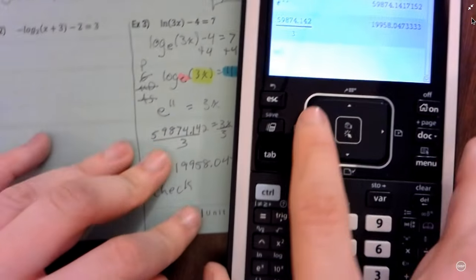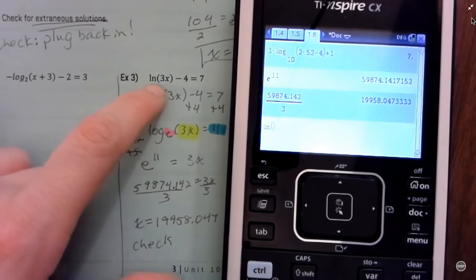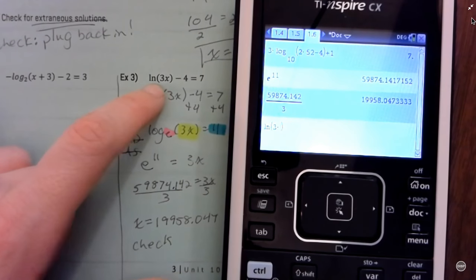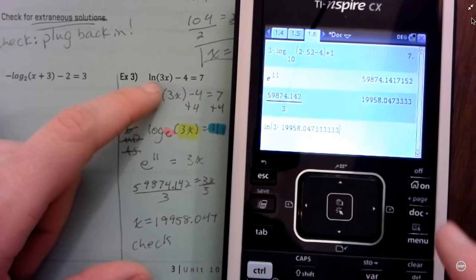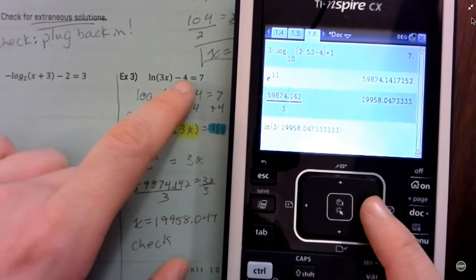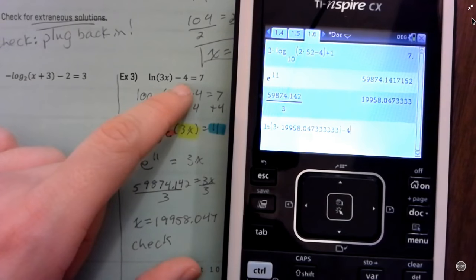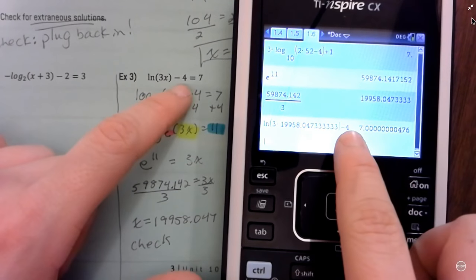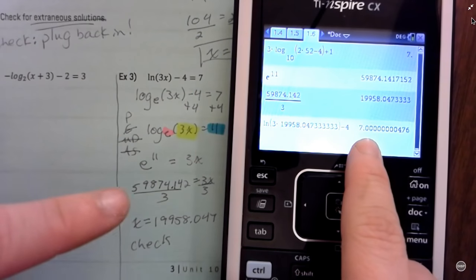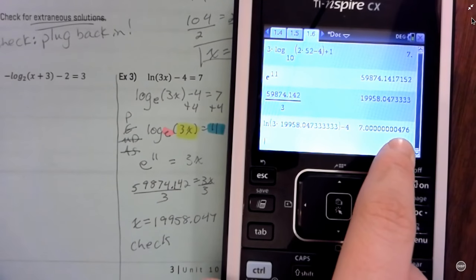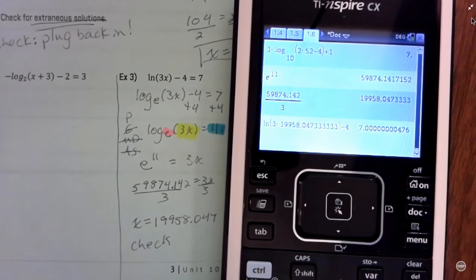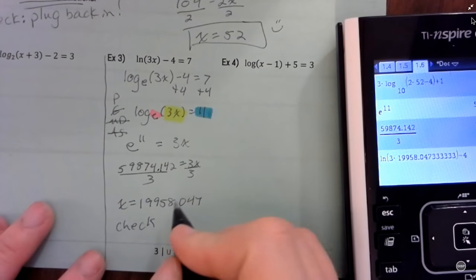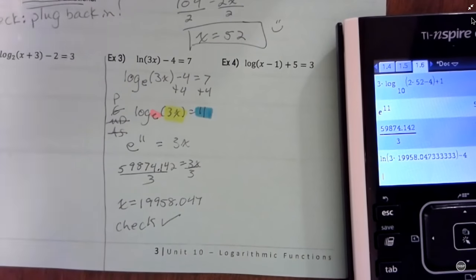So control e to the x, that's ln. And then 3 times my value. Just going to do that. And then minus 4. And it does come out to about 7. Again, we did round the x value, so we should expect some approximating on the answer, but that's close enough. So we got it. Yes, it is a true solution, not an extraneous solution.